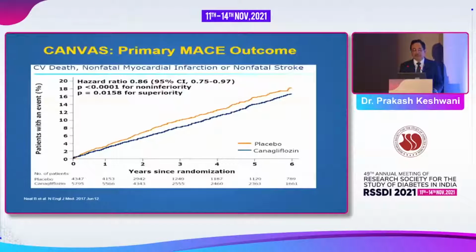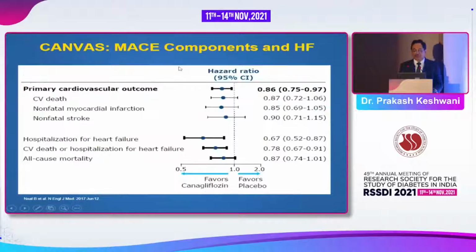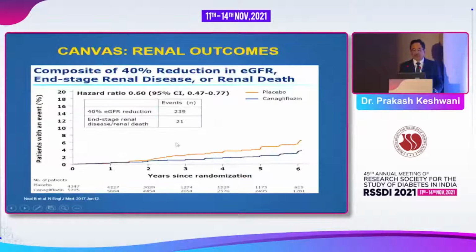Canagliflozin, in a similar way, was studied in the CANVAS trial, and again was found to be superior as compared to placebo as far as the various cardiac outcomes, cardiovascular death, myocardial infarction and stroke were concerned. It was found to be beneficial, particularly for the patients who were prone to the development of heart failure. There was markedly reduced incidence of hospitalization for heart failure. This drug again was found to be beneficial for the progression of nephropathy also.